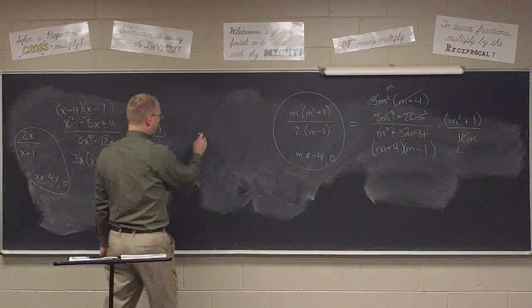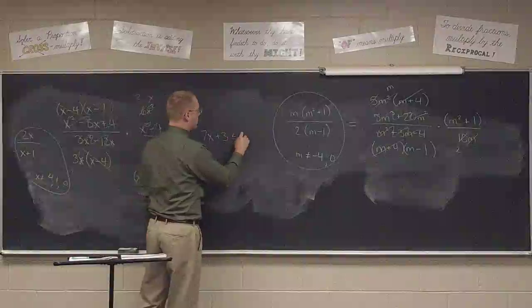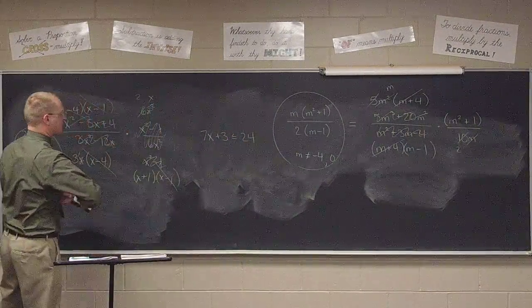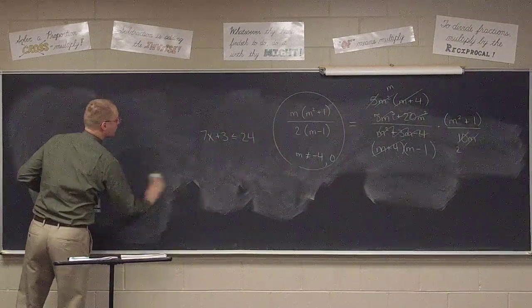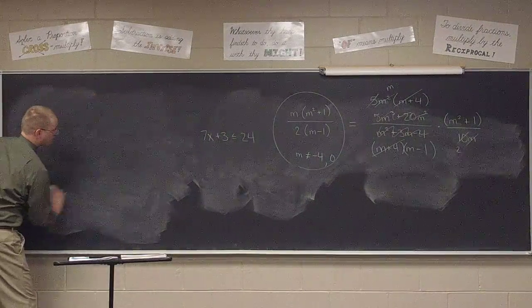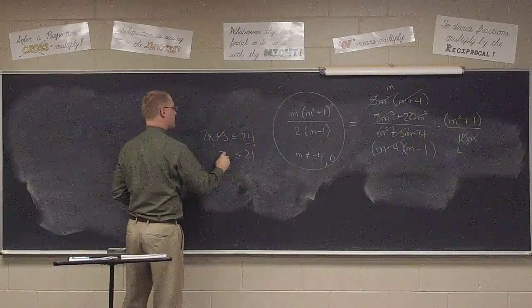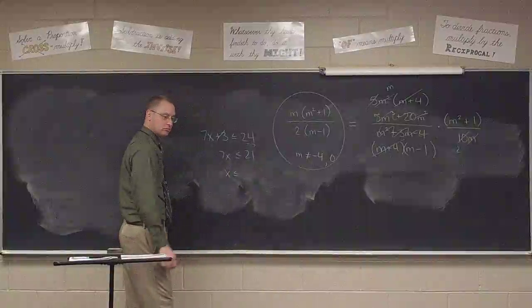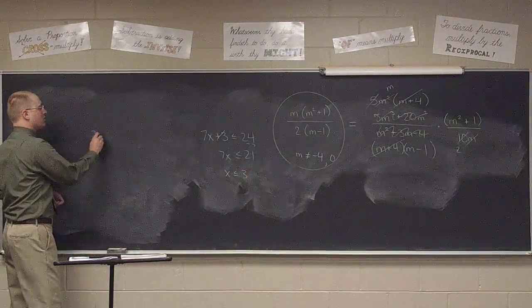Inequalities are like equations. 7x plus 3 is less than or equal to 24. We solve them like equations, in fact. We try to get the x by itself. So here, class, we'd first need to move the 3 over as a negative to get 21. And then divide away the 7 to get x is less than or equal to 3. Right. Super easy. Unless you divide by a negative.